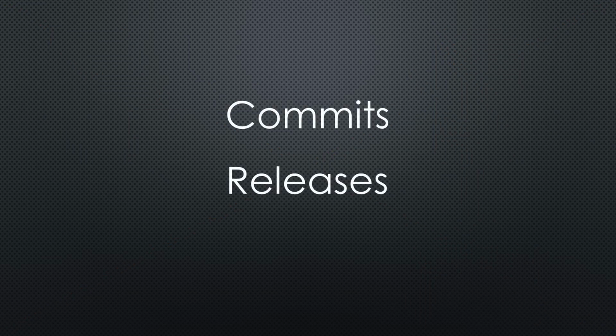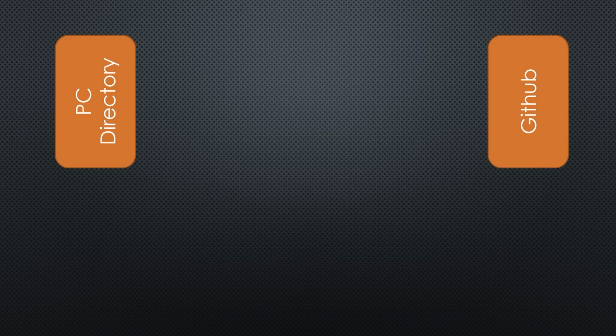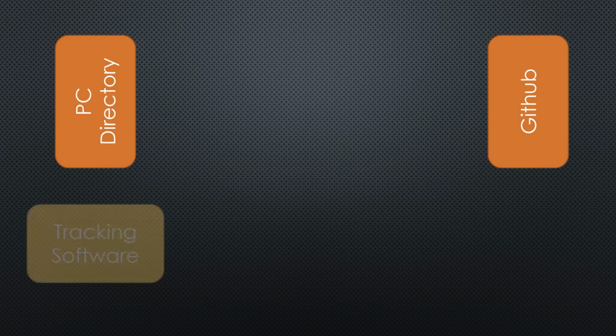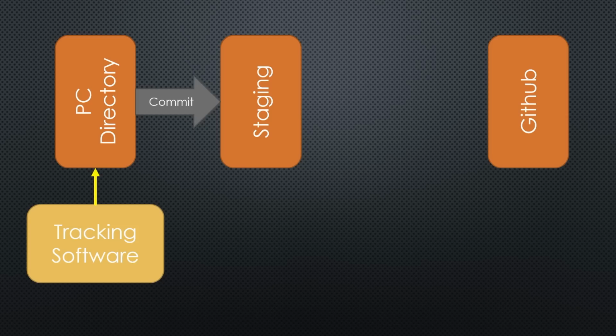This is why software developers work in commits and releases where they bundle changes and test them before making them available. How does this work? As said before, developers store their files on their PCs. Specialized software keeps track of all changes they make. When they are confident that they have a working solution, they commit these changes.